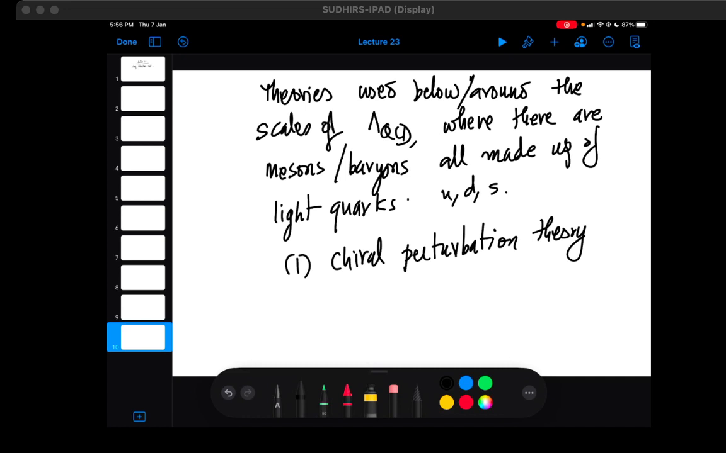Okay. It was started off by Adler and then Weinberg, then Leutwyler, Gasser. All these people were really important in developing this theory actually. I'll just spend a couple of slides and a few minutes on this theory. This theory starts off with the idea of what could be the possible approximately conserved current.